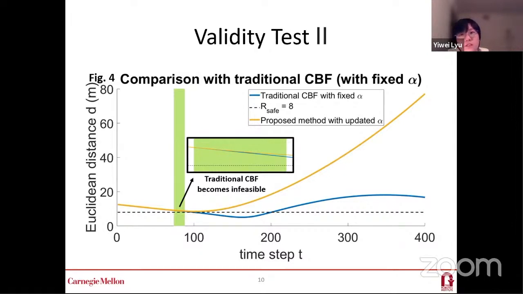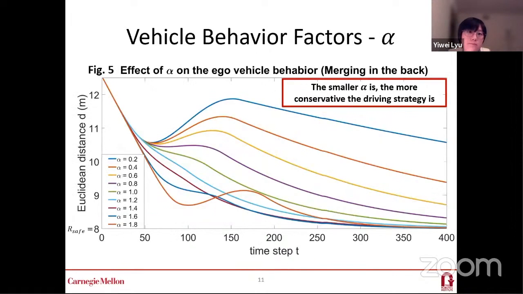We can see that these two methods share exactly the same performance before entering the green zone. And they start to differentiate once they enter the green zone. For the traditional control barrier function with fixed alpha value, the optimization becomes infeasible. And after that, it breaks the safety requirement, while our proposed method manages to stay safe all the time.